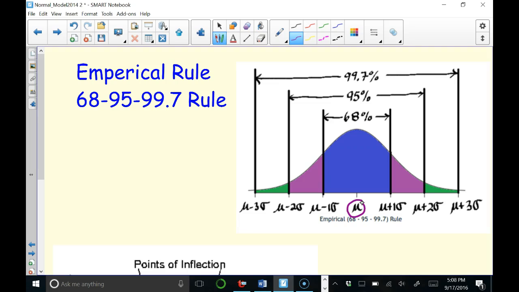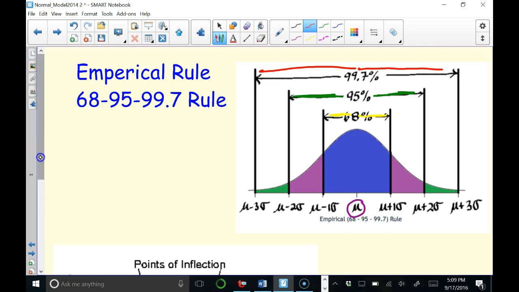And what we like to do is count out standard deviations from the mean. For example, we might go 1 standard deviation from the mean in either direction, and we know that would be 68% of the population. We might go out 2 standard deviations from the mean, and that would encompass 95% of our population. And we could actually go out 3 standard deviations from the mean, and that would encompass 99.7% of our population. These percentages you need to have memorized: 68, 95, 99.7 rule, or some people call it the empirical rule.